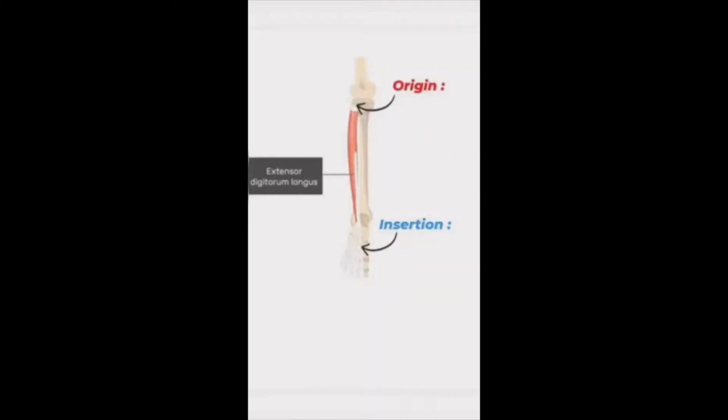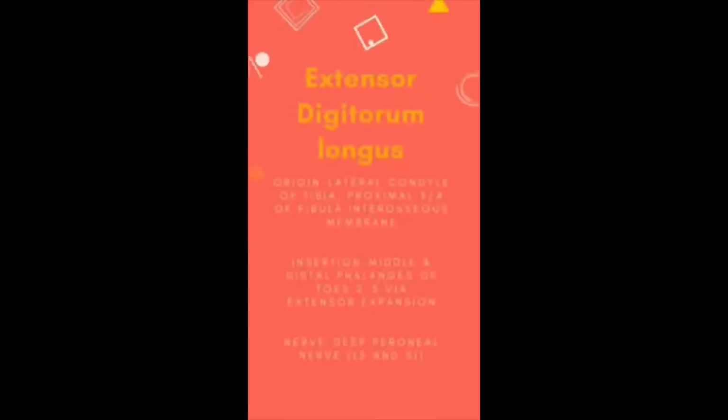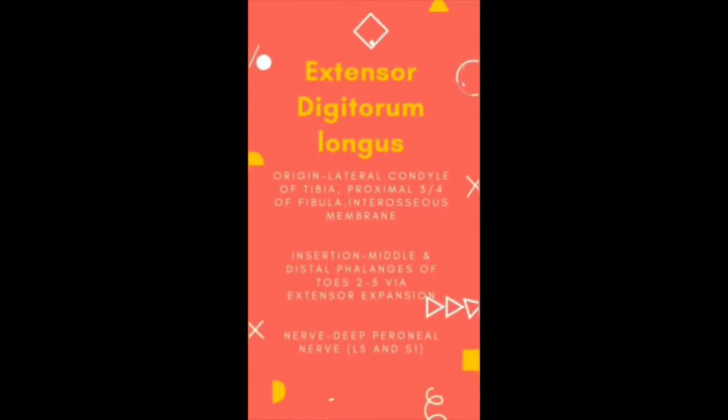Extensor digitorum longus. It originates from the lateral condyle of the tibia, proximal three-quarters of the fibula, and interosseous membrane. It is inserted at the middle and distal phalanges of the 2nd to 5th toes via the extensor expansion. It is supplied by the deep peroneal nerve at 5th lumbar and 1st sacrum.